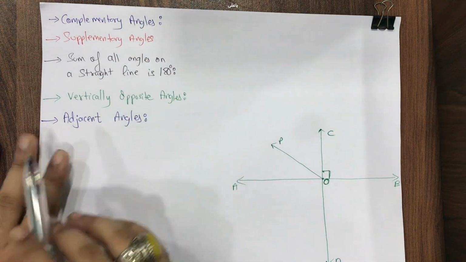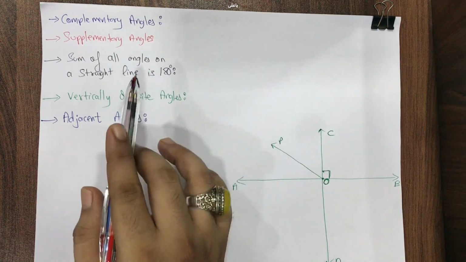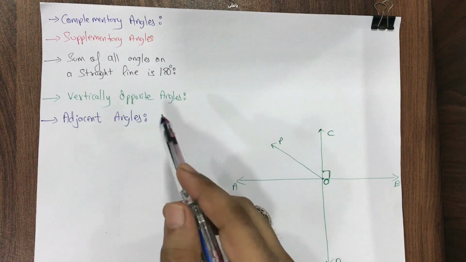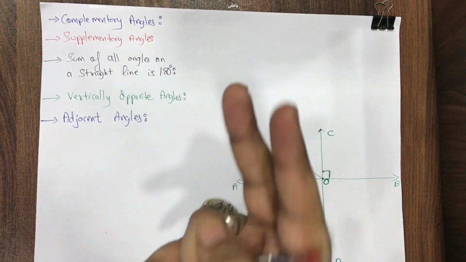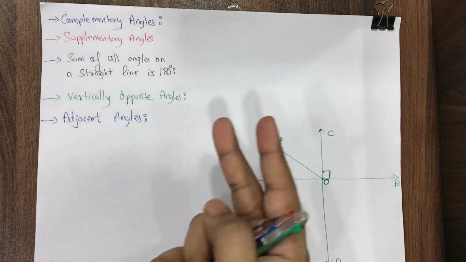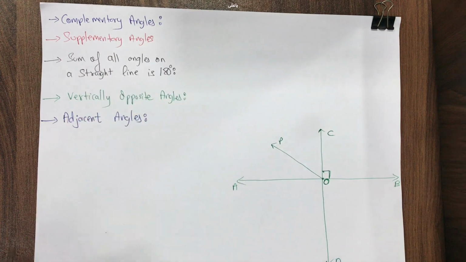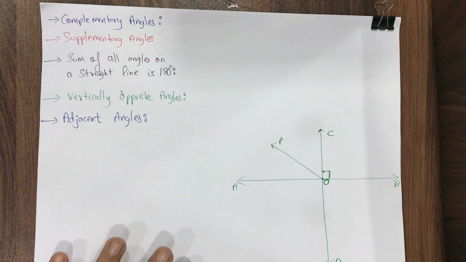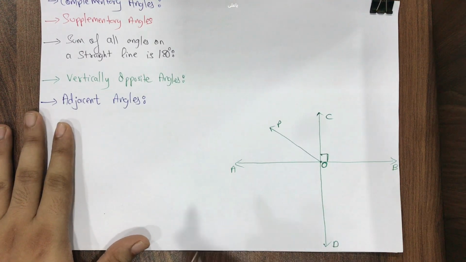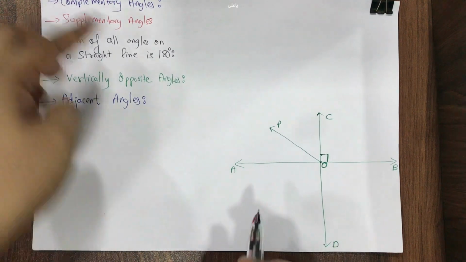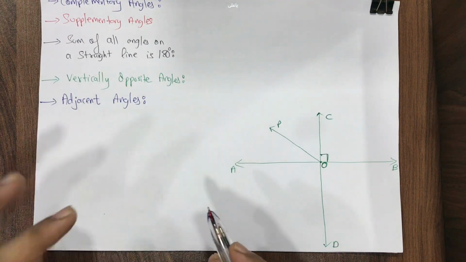Complementary angles. What are complementary angles? If addition of two angles is 90 degrees, we say the given two angles are complementary angles. I repeat again. If I have two angles and if addition of those two angles is equal to 90 degrees, then we say the given two angles are complementary angles. Now I have a diagram for you, just a random diagram. Now can you all tell me which angles are complementary angles? Complementary angles are such that their addition should be 90 degrees.